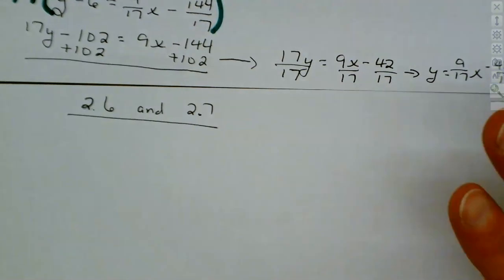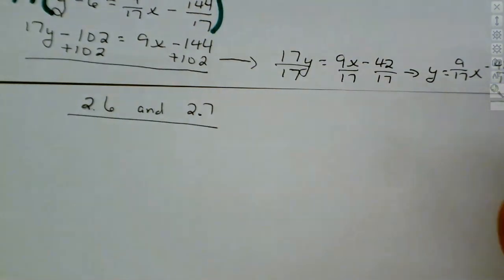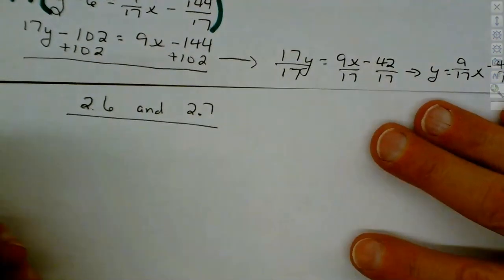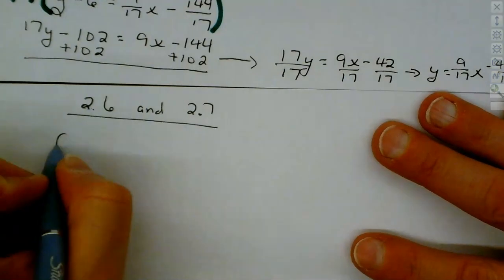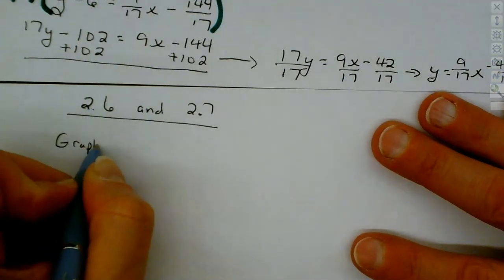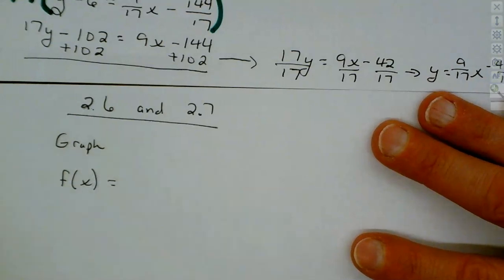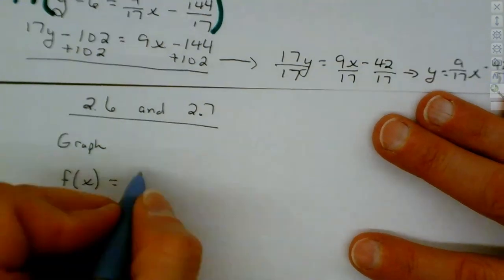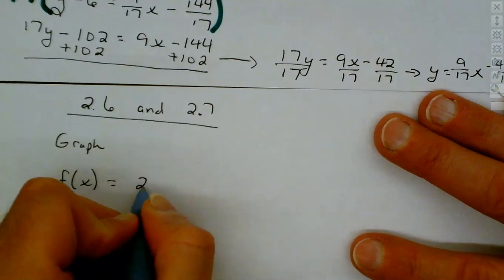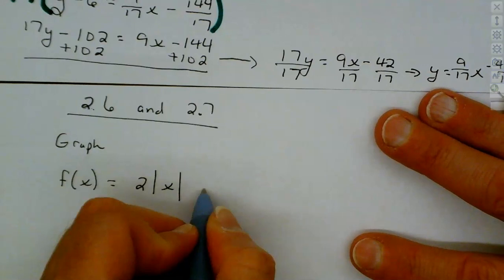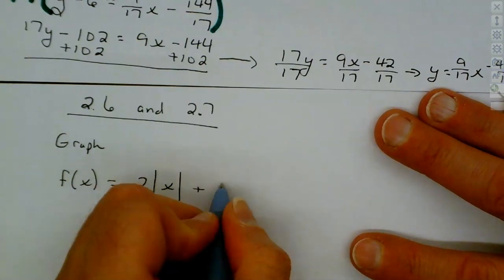Now, when we go to graph things, the first thing we do is we need to identify what the graph looks like. And so we're going to start off with an easier one. And let's graph f of x, or you can use a y, they're the same thing. How about we look at 2 times the absolute value of x plus 5.